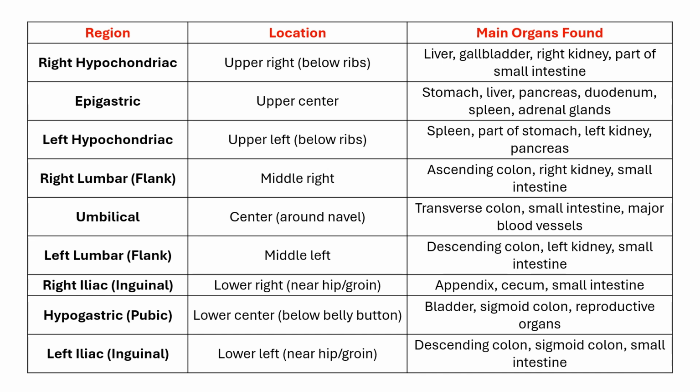Next, epigastric region, that is upper center. Organs it will accommodate are stomach, liver, pancreas, duodenum, spleen, and adrenal glands. Next, left hypochondriac region. Its location is upper left. The organs it will accommodate are spleen, some part of the stomach, left kidney, and pancreas. Likewise, all other remaining regions, their locations, and the organs they will accommodate are mentioned in the table. Please take a screenshot of this table.